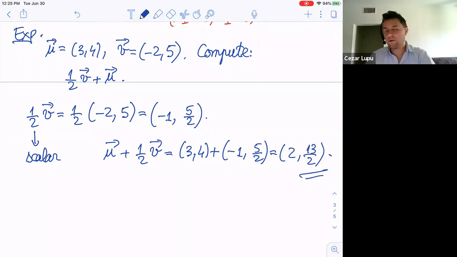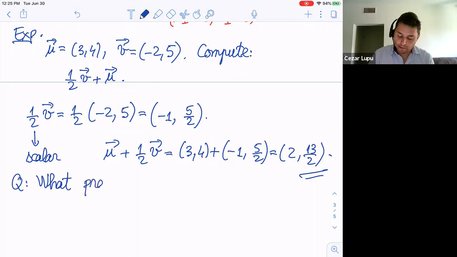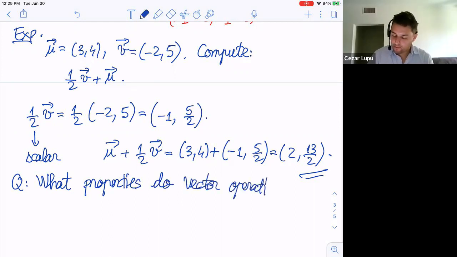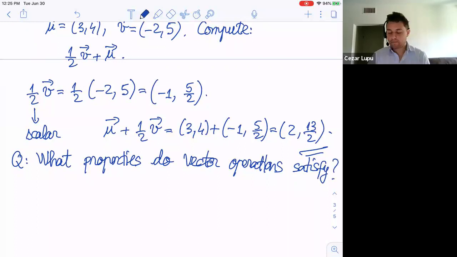All right, so that's the example. I probably don't need to do any more examples of this type since it's quite clear to everybody what's going on. But now I want to do something very important. The question is: what properties do vector operations satisfy? That is the question we want to answer.